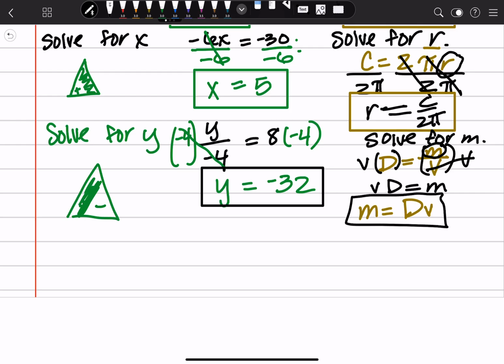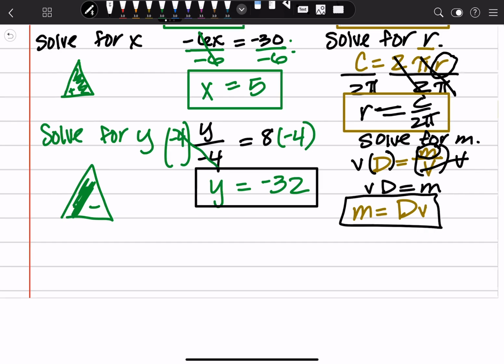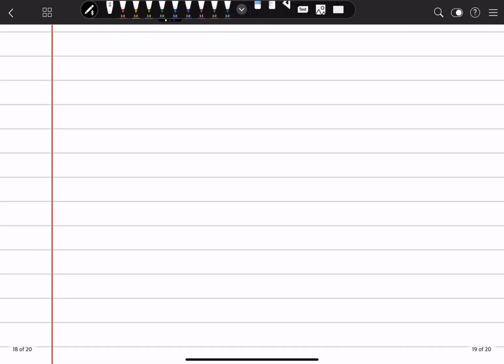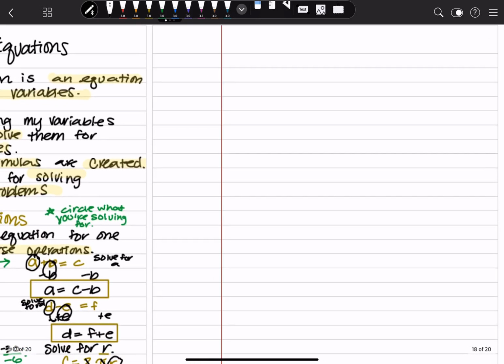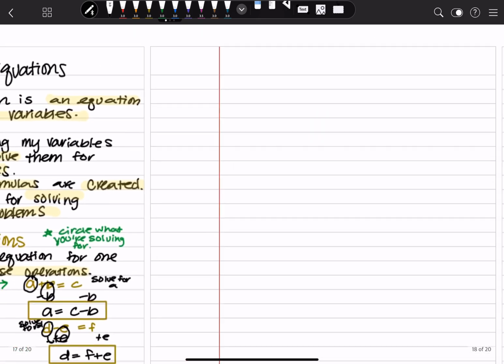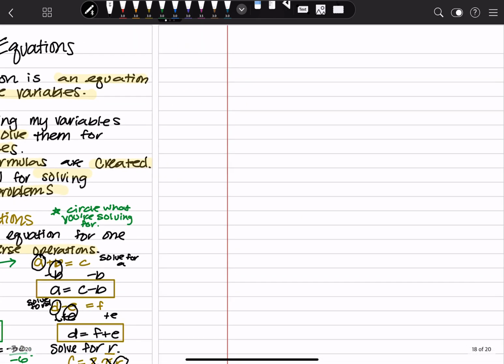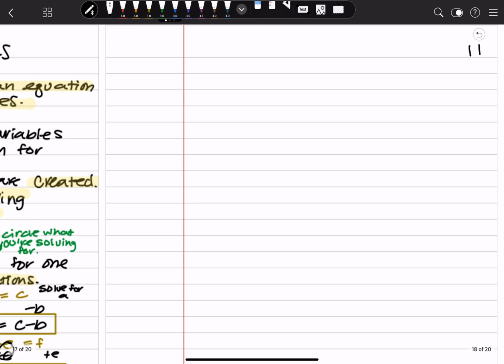And there you have it. So those are how you're going to solve for one-step literal equations. But now, we're going to level up. All right? And we're going to go on to page 11. And now we're going to do 2 steps.